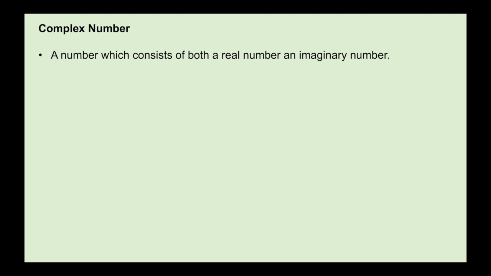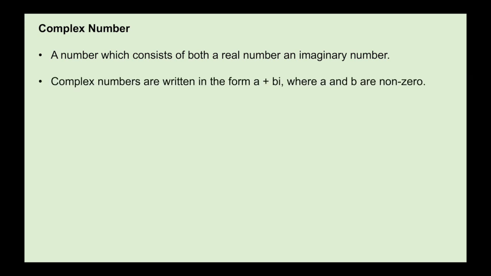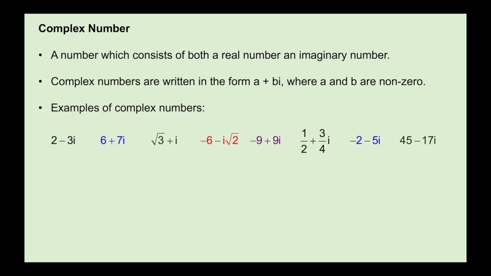Now we talk about complex numbers. A complex number is a number which consists of both a real number and an imaginary number. Complex numbers are written in the form a plus bi, where a and b are non-zero. Examples of complex numbers are as follows. So you can see in each of these examples, we have a part that doesn't have an i, which is the real part, and then we have a part that has the i, which is the imaginary part.